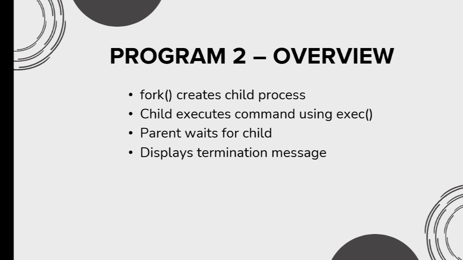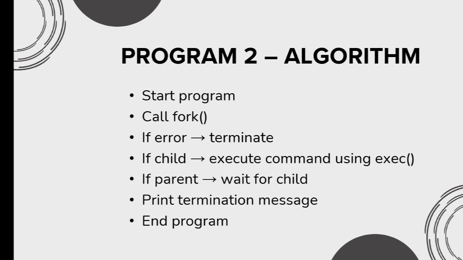Our second program combines fork and exec. The algorithm is straightforward. We call fork. If it is the child process, we immediately use execl to run the bin date command. The parent, as before, waits for the child and then prints a termination message.